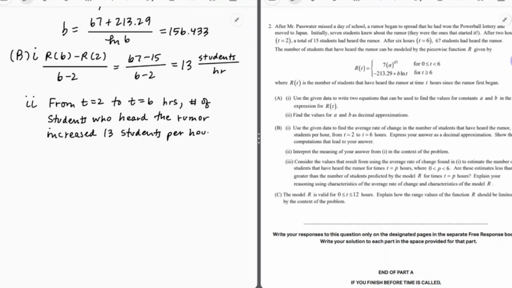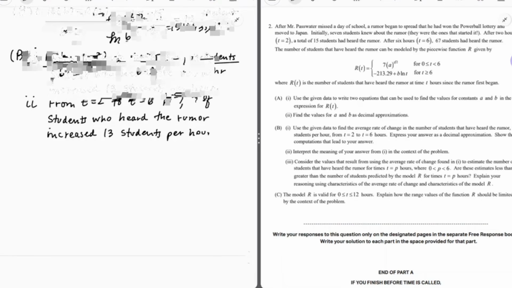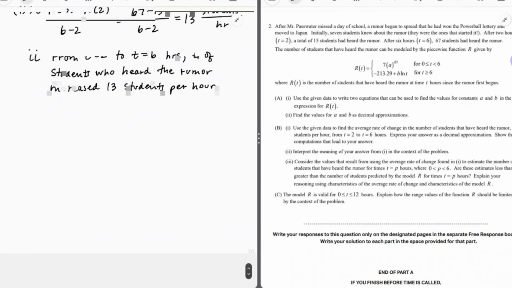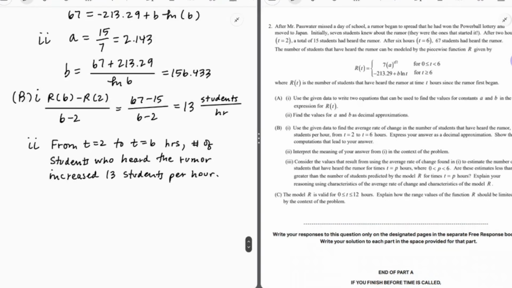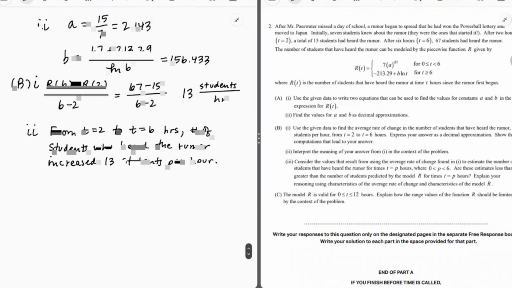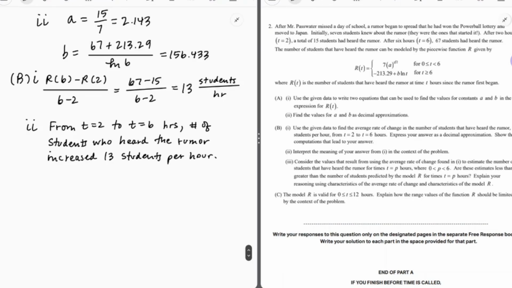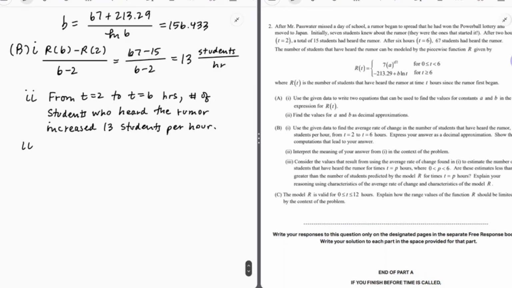You just kind of leave it at that. Consider the values that result from using the average rate of change found in part one to estimate the number of students who have heard the rumor for times p hours, where p is between 0 and 6. Okay, well, we found that a was equal to 2.143. It's an exponential function with a growth factor bigger than 1, so it's exponential growth. I just draw myself a little picture to convince myself of that.